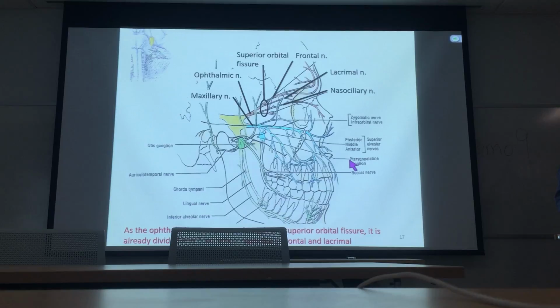Maxillary nerve is going to go through the foramen rotundum. It's not doing that much in the orbit, other than infraorbital going across the floor of the orbit.